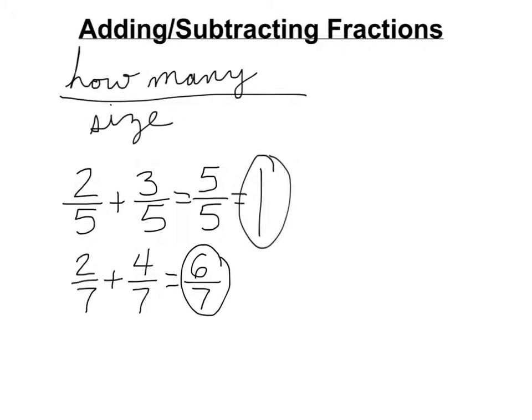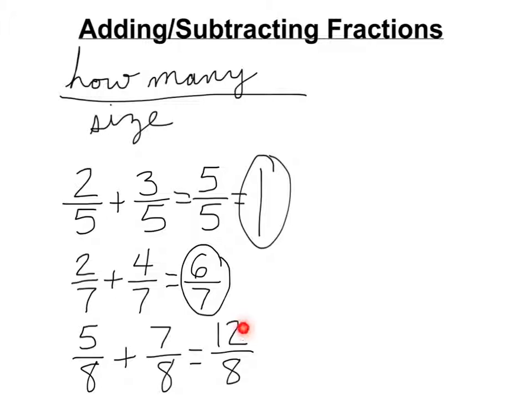And we'll go ahead and do one more example. This time, let's do 5/8 plus 7/8. So 5 pieces plus 7 pieces gives me a total of 12 pieces. They were 8s here, they were 8s here, so over here, they're still going to be 8s.